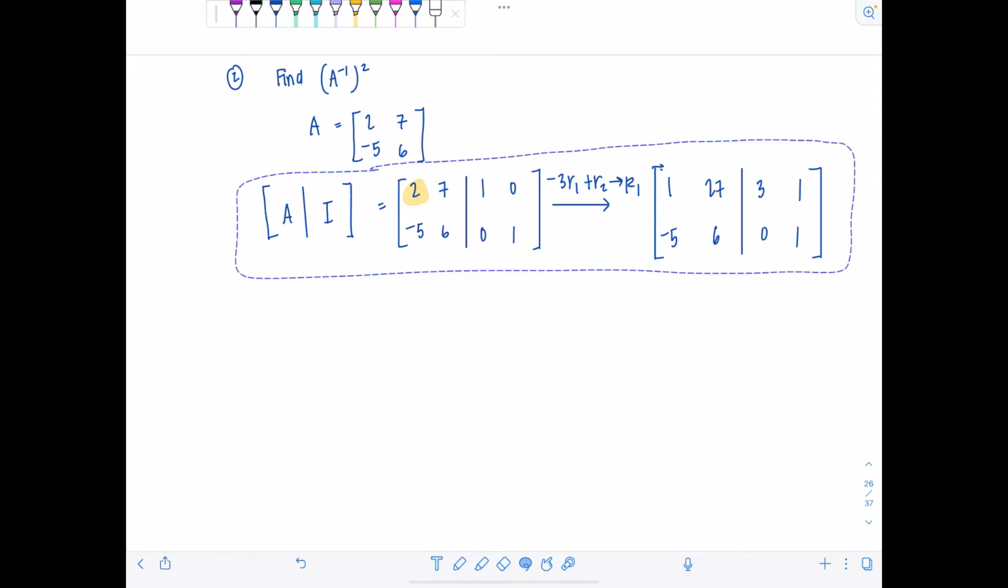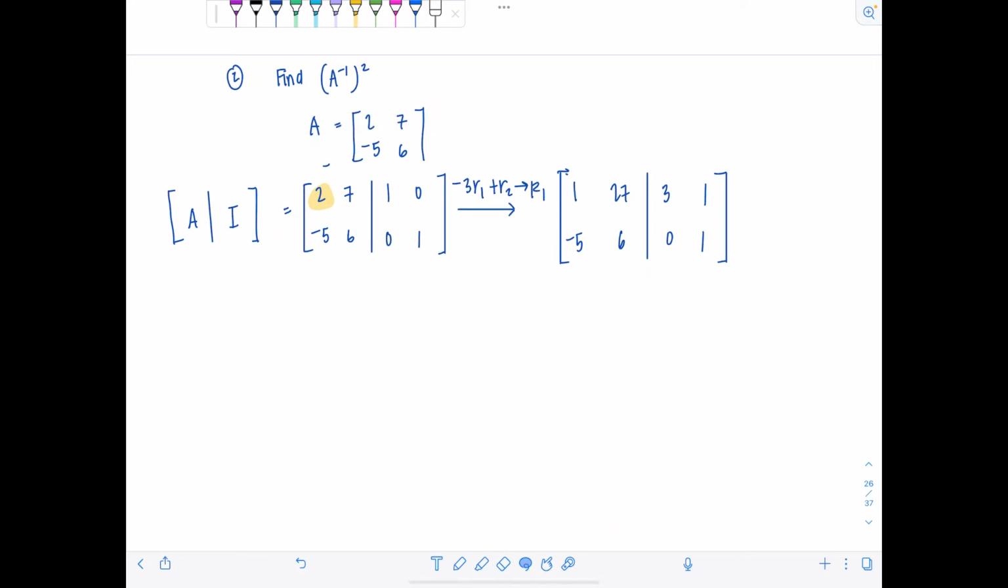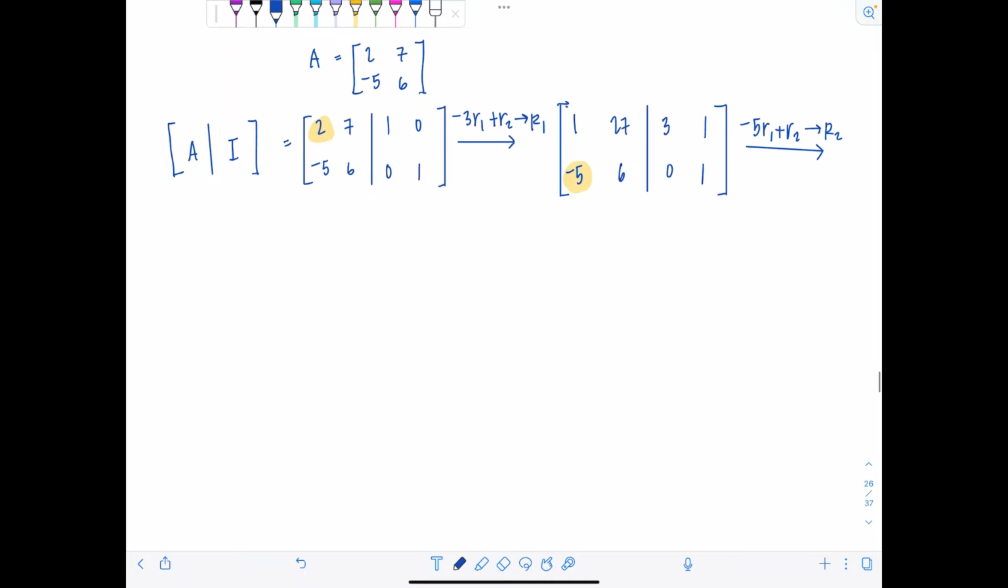Now that we have a pivot in that entry up there, why don't we go ahead and make this entry down here a 0. So how are we going to do that? Using the pivot, I'm going to take negative 5 times row 1 plus row 2. That will be my new row 2. Okay, so see what's going on here. Row 1's not changing. Let's rewrite it. 1, 27, 3, 1. And then we'll have 0, 141, 15, and 6. Good, good, good.